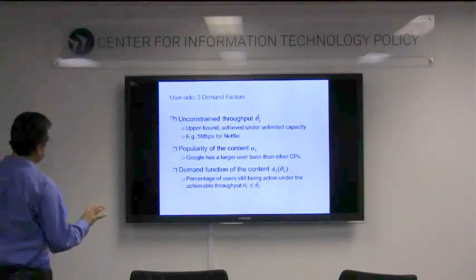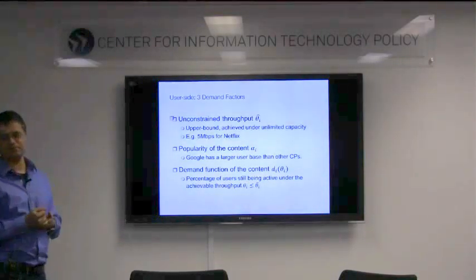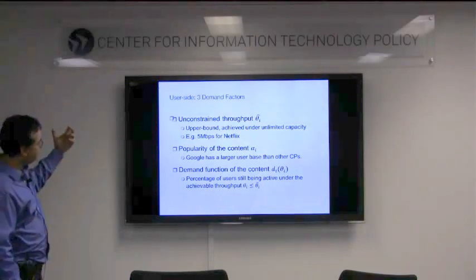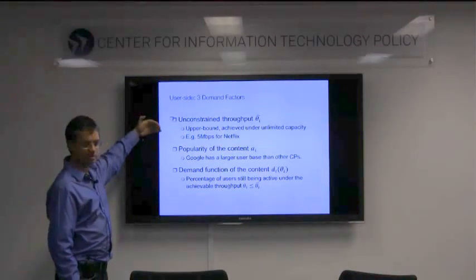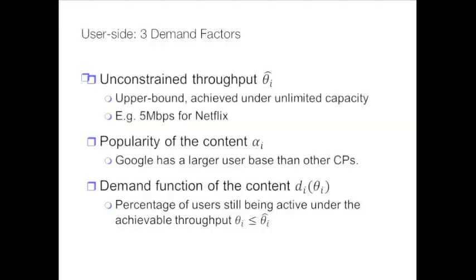Now, on the user side, you can't just say every traffic is equal. You have different aspects of traffic. So one, you have the unconstrained throughput from a certain content provider. So let's say for Netflix, the unconstrained throughput, if there was no congestion, would be something like 5 megabits per second. Google search traffic, 100 kilobits per second. We did some rough analysis of what a search page looks like, how much time it takes to come back with a search result. So different content providers have different requirements on the unconstrained throughput.